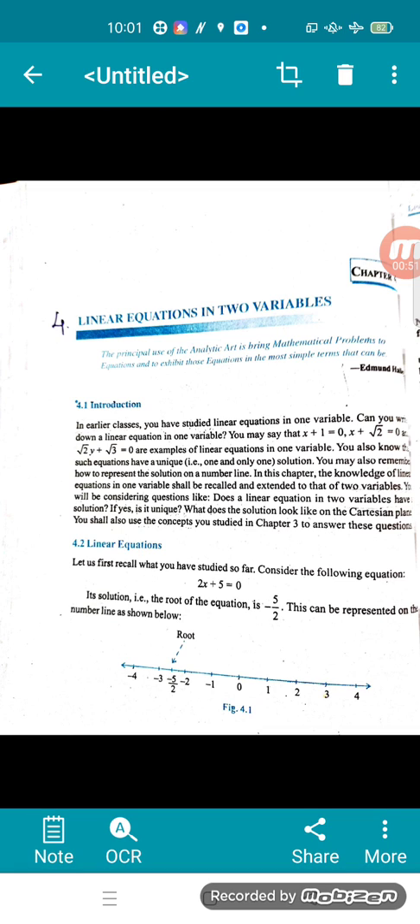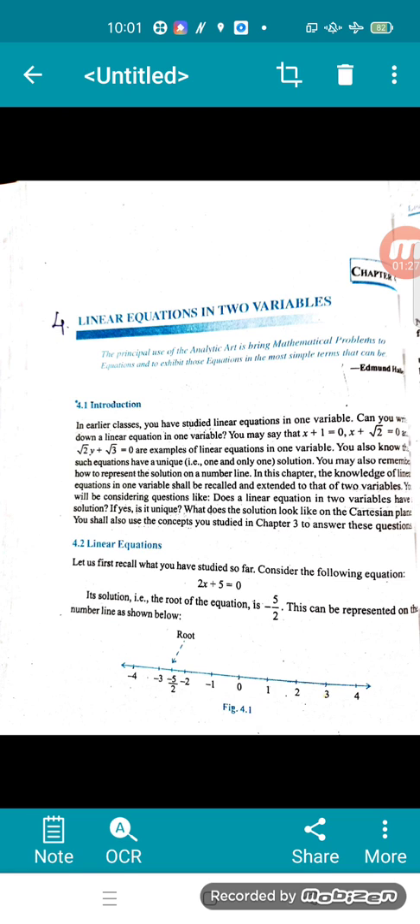Now, let us see what are linear equations. Let us recall what you have studied so far. Consider the following equation: 2x plus 5 is equal to 0. The root of the equation is minus 5 upon 2. This can be represented on the number line. See the number line: 0, right side is all positive numbers and left side all negative numbers. The solution of a linear equation is not affected when the same number is added to both the sides of the equation, or you multiply or divide both sides of the equation by the same non-zero number.